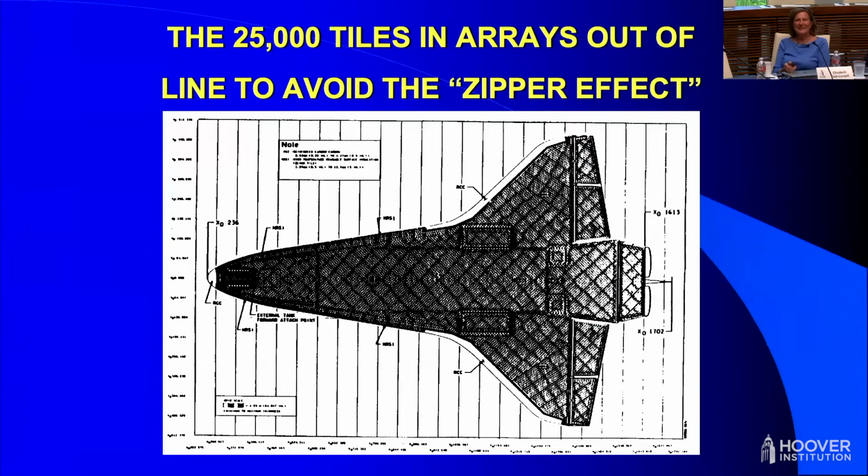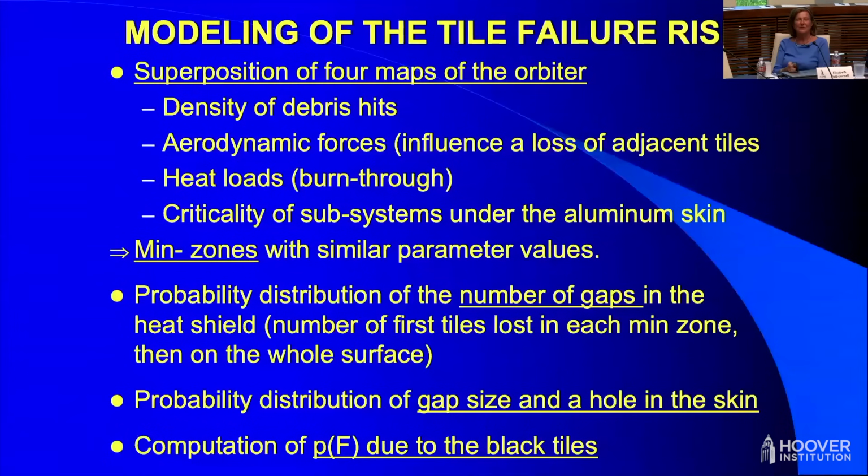And I decided to focus on 4 parameters. The density of the debris hits in different parts of the shuttle, the aerodynamic forces that influence the loss of adjacent tiles if we have already lost one, the heat loads that need to burn through the skin of the orbiter, and the criticality of the subsystems under the skin if they are exposed to these hot gases.